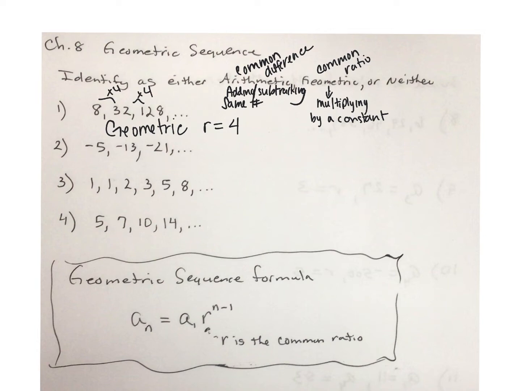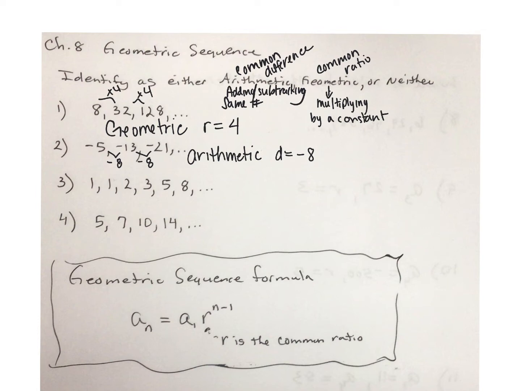Number 2: -5, -13, -21. What's happening here? -8, -8. What is that? It's arithmetic. And the D is -8, the common difference.